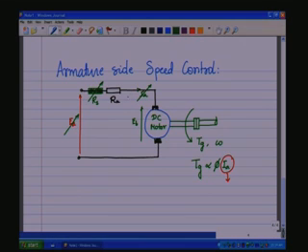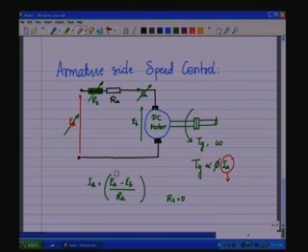So, when EA is varied, IA is equal to EA minus EB by RA. RS has still not come into the picture. Now, if RS is put, then it is plus RS. So, let us say right now RS is equal to 0. If RS is equal to 0, we have this equation.